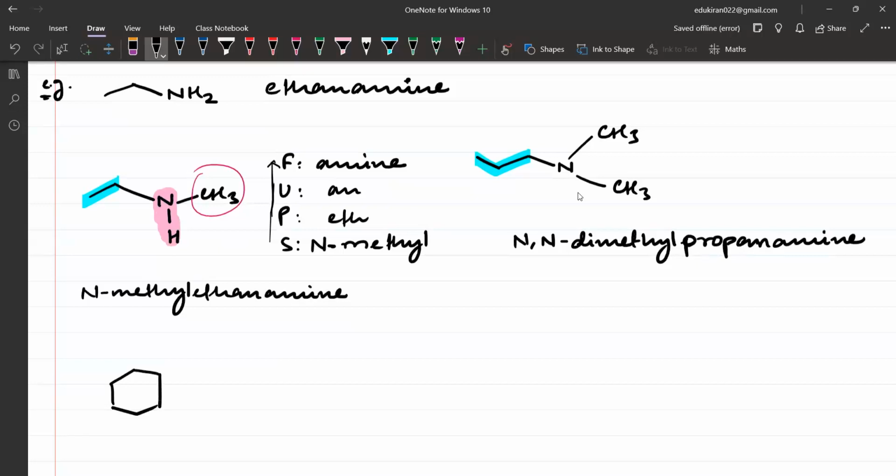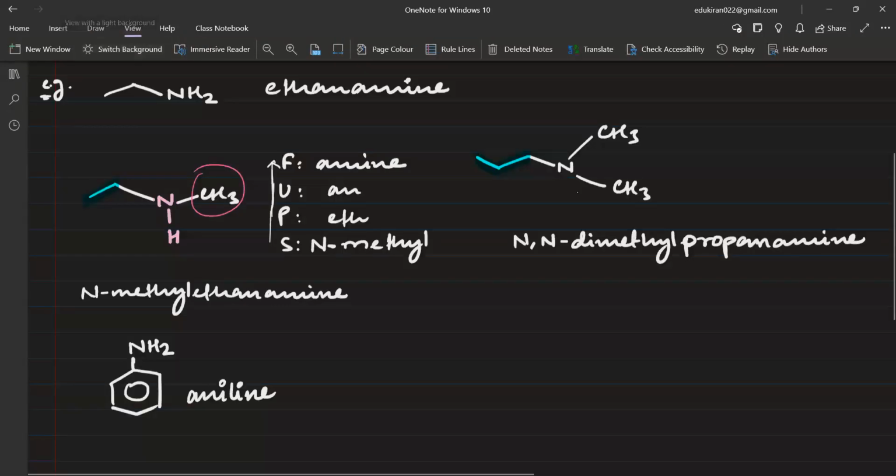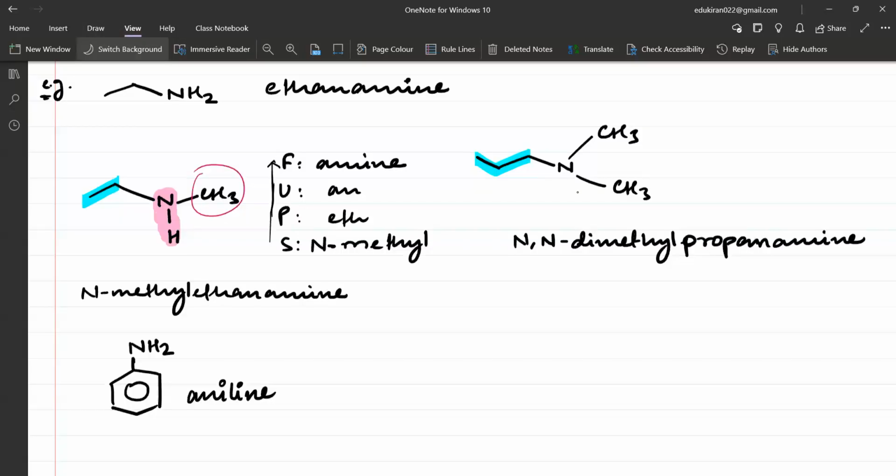ठीक है. So this is how we name different types of amine, and when NH2 is attached with benzene ring, then we call this aniline. ठीक है. So this is all about the nomenclature. Copy this down. So let me switch the background so you can highlight the functional group, unsaturation, parent, and so things.